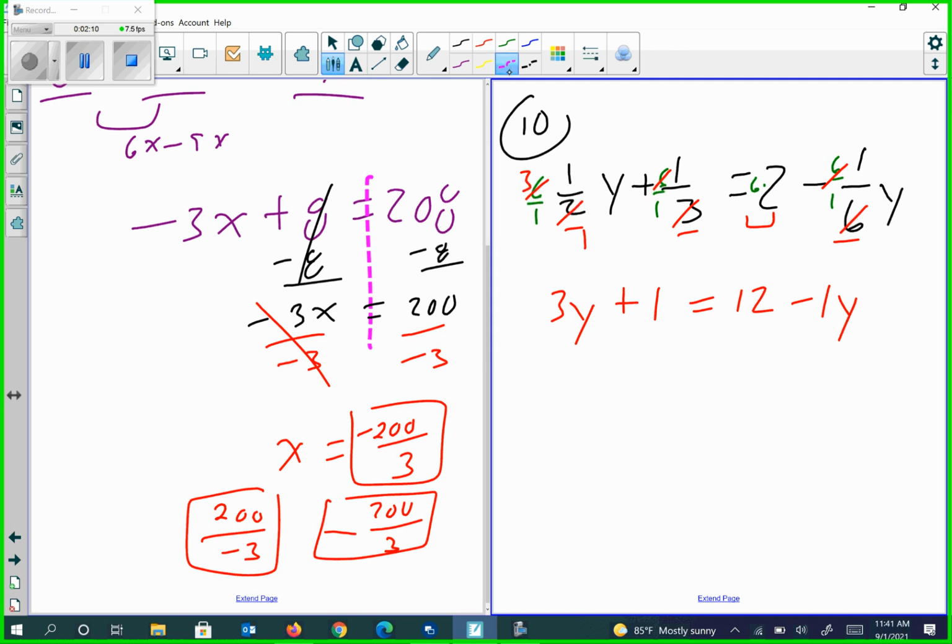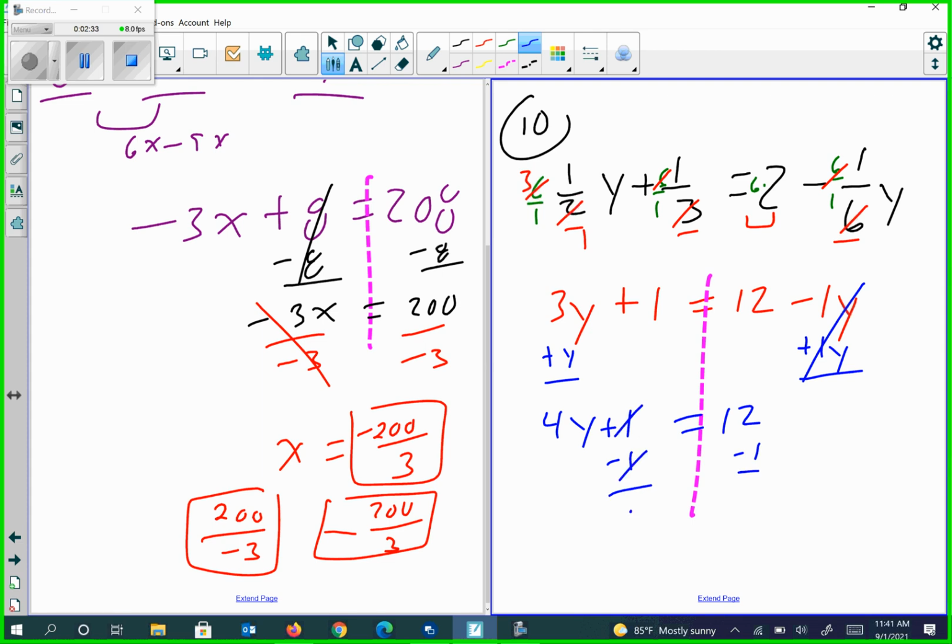Now we can start manipulating it. Add 1y. I don't know. Might be an okay place to start. You might have started at a different spot, and that's okay. So that's 4y plus 1 equals 12. Subtract 1 from both sides. Those cancel, so I get 4y equals 11. Divide by 4. Y equals 11 over 4. 11 over 4 is a totally perfect, fine answer.